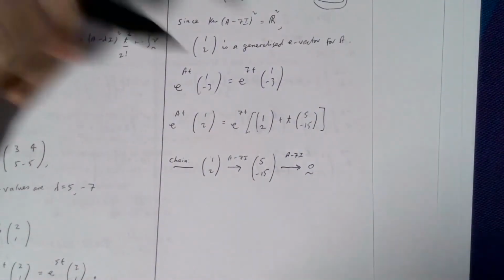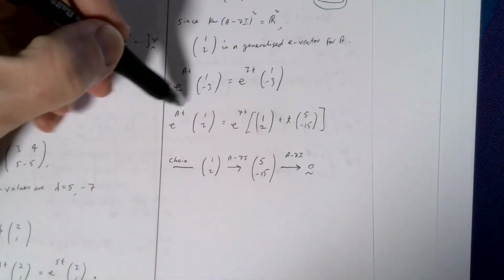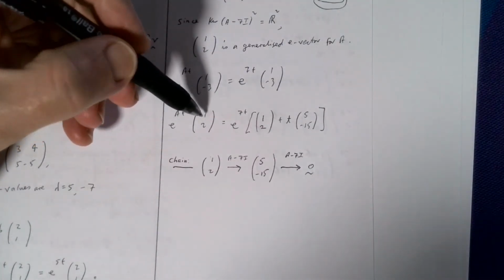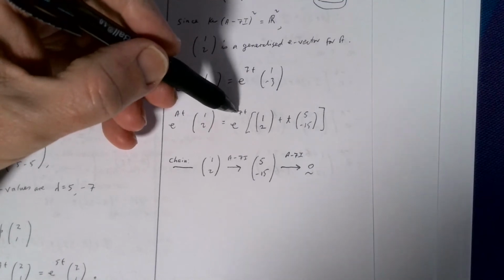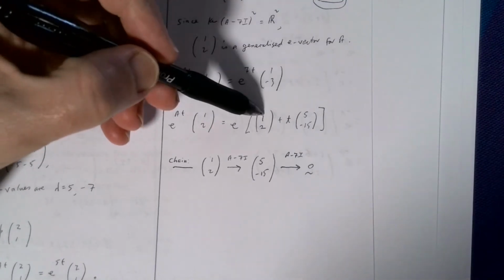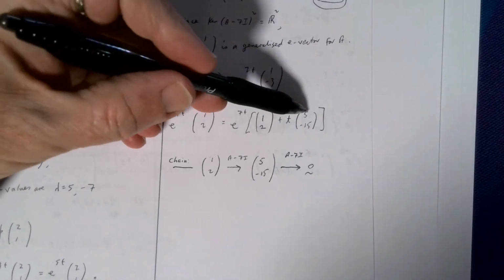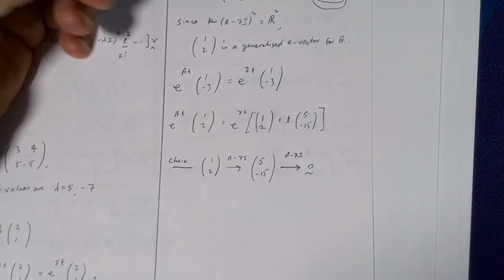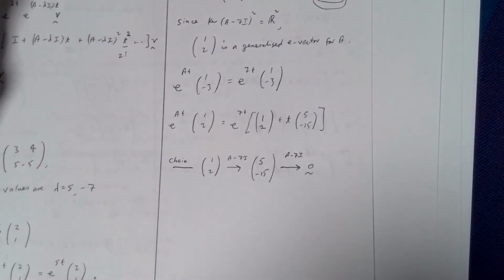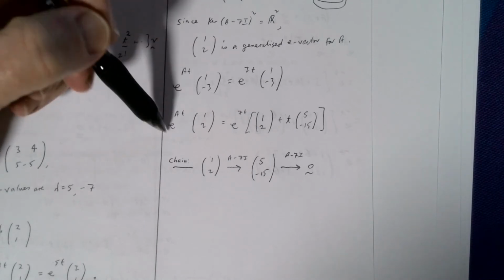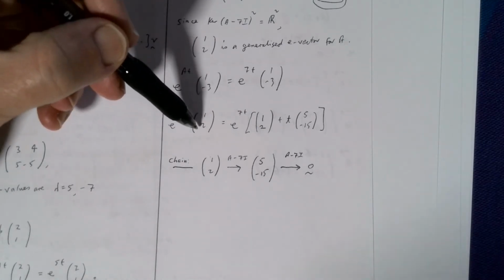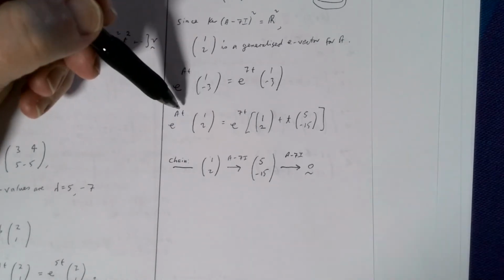So plugging that back in, e to the At times (1, 2), by our theorem, is e to the 7t times [(1, 2) plus t times the next chain vector, which was (5, minus 15)], and there it is. So we've calculated what e to the At does to the vector (1, 2) without ever calculating the matrix e to the At.